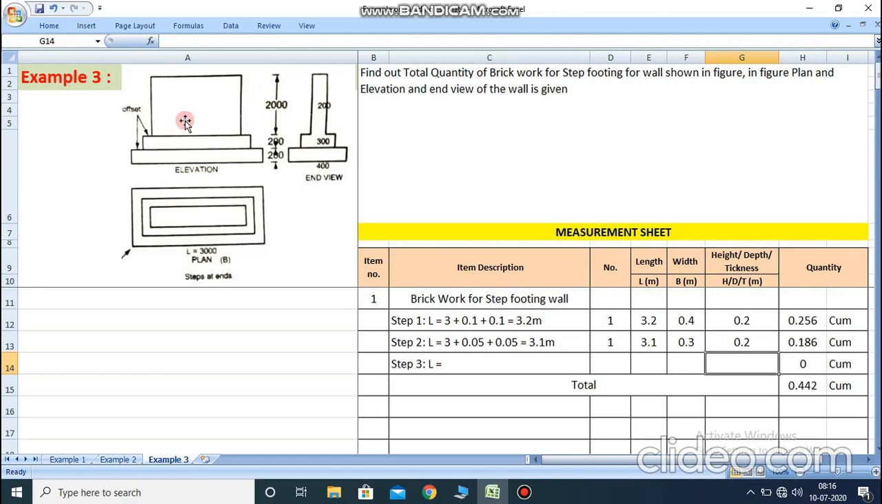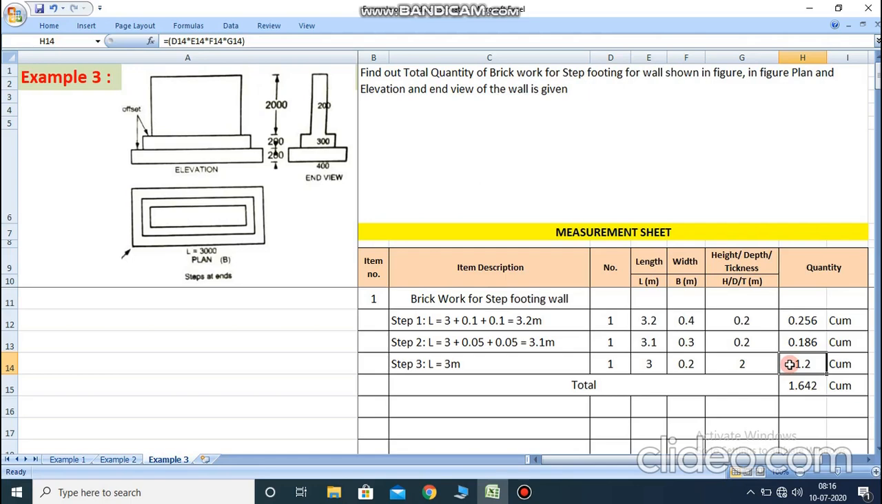Now we calculate the third step. For the third step the length is simply given, so the length is 3 meter. So here we write 3 meter. Then the number is 1. The length is 3 meter, the width is already given in the figure as 200 mm, so we write 0.2 meter, and the height is 2000 mm, which converted into meter is 2 meter. So the total quantity for step 3 is 1.2 cubic meter.